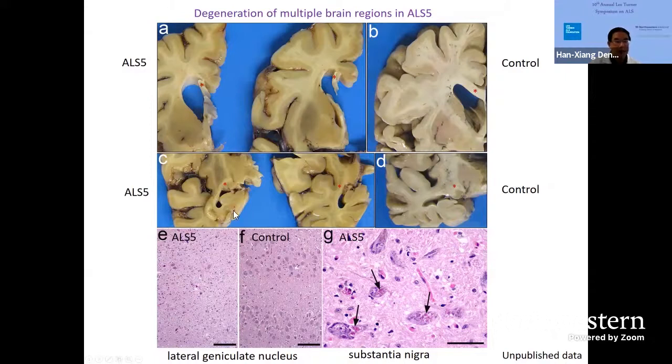And here is another system. This is the lateral geniculate nucleus. This is a control, and we can see it is big. This is very, very small. Under the microscope, you can see the neurons in this nucleus. This is the control, and these are largely lost. And this is a sample from the ALS5 patient, stained with H&E. We can see a structure we have never seen before. This looks like a new structure, and so we characterized this structure.